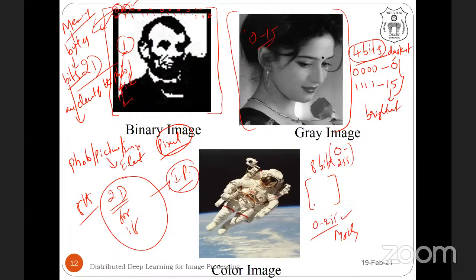So then obviously here we are having 0 to 15. By chance, if I say that we are having only 0 to 15 numbers, now, can you tell me? Okay, right. That is a gray level image. Now we'll go to this.